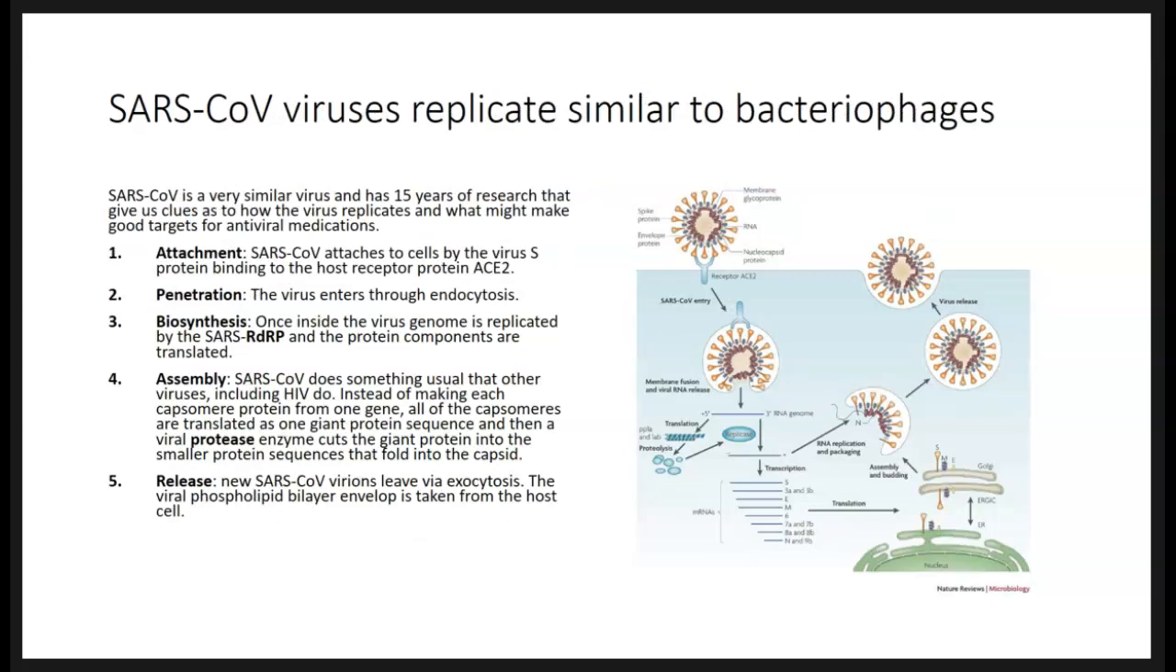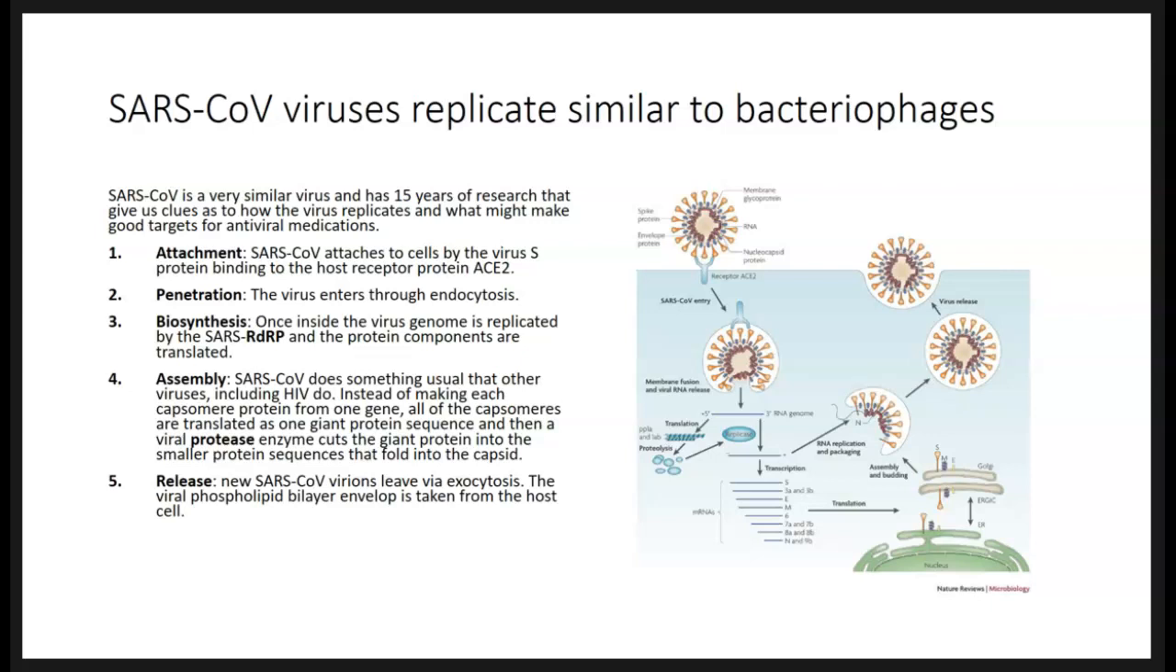SARS-CoV-2 and SARS-CoV both replicate in much the same way. So you'll remember our discussions of the lytic and lysogenic cycle of bacteriophages. Remember that viruses can't reproduce on their own, and so they need to get into a host by attaching to the host cell, penetrating the host cell, and then getting the host to biosynthesize or reproduce all of their virus parts that are then assembled into new viruses and released, in the case of bacteriophages, by lysis from the host cell.